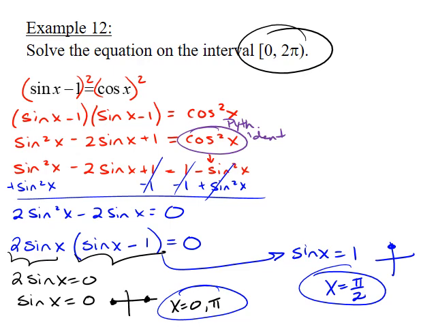However, since we have 3 possible solutions and we just randomly squared at the beginning of the problem, we need to check for extraneous solutions. So that's what I'm going to do on this next slide. I will remind you that we had the equation sine of x minus 1 is equal to cosine of x. And we found 3 possible solutions: x equals 0, x equals pi, and x equals pi over 2. So we're going to plug these values of x into this equation.